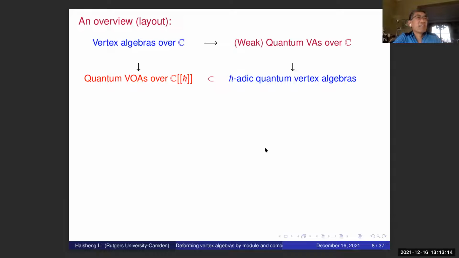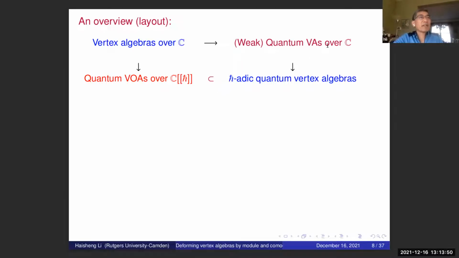So here is the general layout. Why do we talk about nonlocal vertex algebras, quantum vertex algebras, or h-adic ones? The layout is here. First, we have vertex algebras over C, that's the usual algebra. And then horizontally, still over C, we can consider a horizontal generalization: deform certain things, change some things, and we get quantum vertex algebras or weak quantum vertex algebras, on that side.